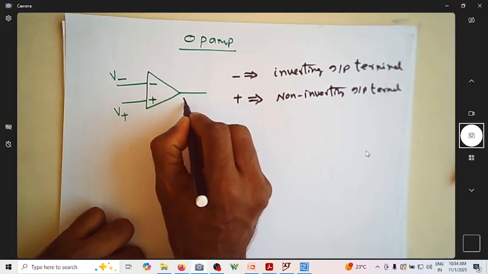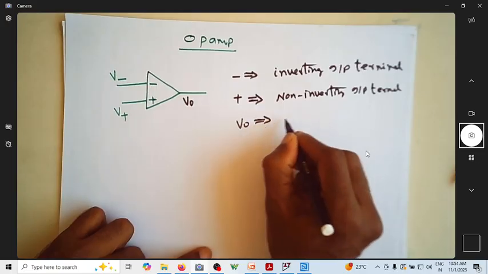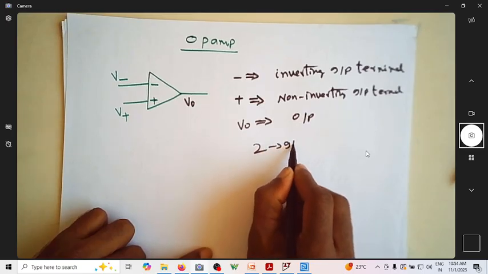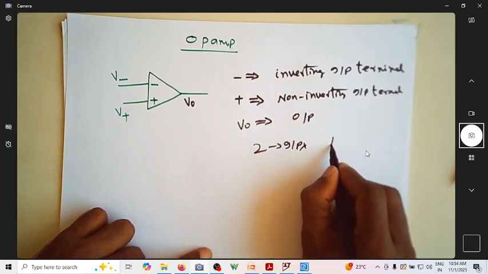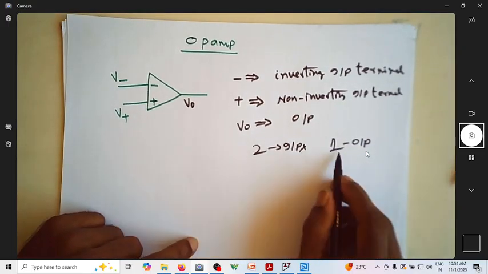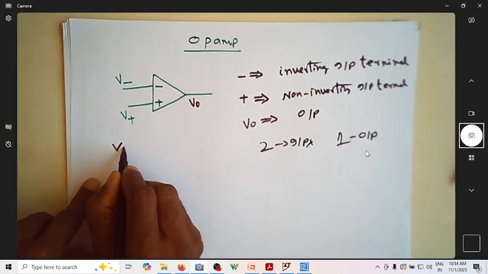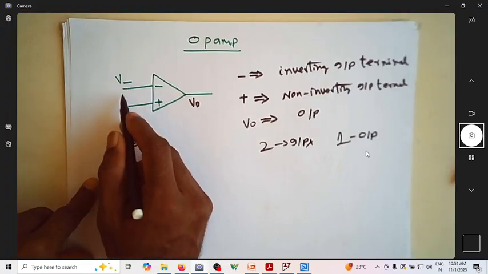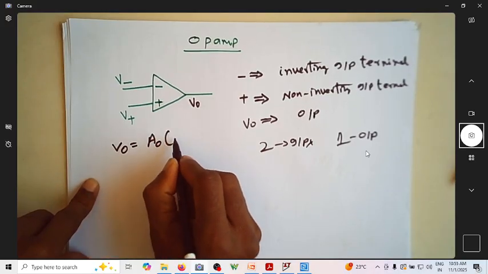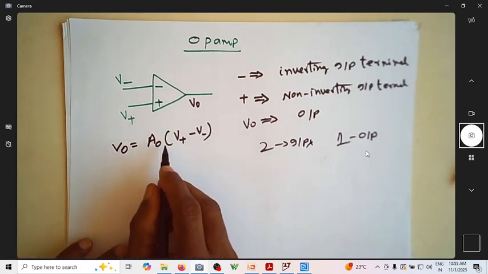If I write it as V naught, V naught is the output. So basically you have two inputs and a single output. Then how is this V naught related to these two? V naught is related to these two as A naught times (V plus minus V minus).